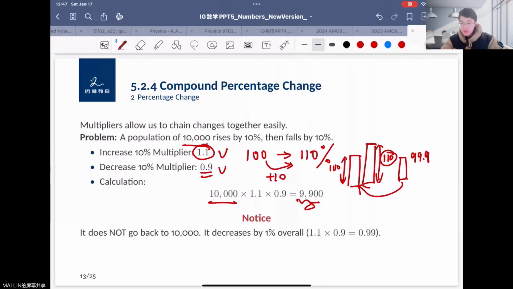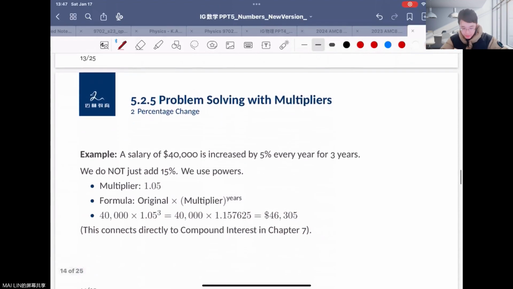I'm wondering if you're understanding this. Also, you can just use the multipliers: 1.1 times 0.9, and the final answer is 0.99, okay?